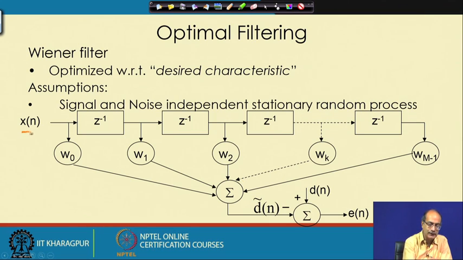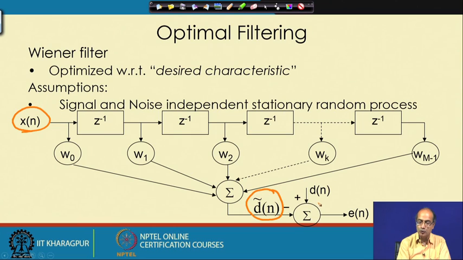Our signal is here: x n, the observed signal, which consists of the real signal plus noise. So, we pass it through a tap delay filter, or some resistors we can say, and with the help of this delay line we get the present value of the signal as well as a few past values of the signal. They are multiplied with respective weights and we add them up, and at the end of it what we get, we call this the desired signal, the d tilde n.